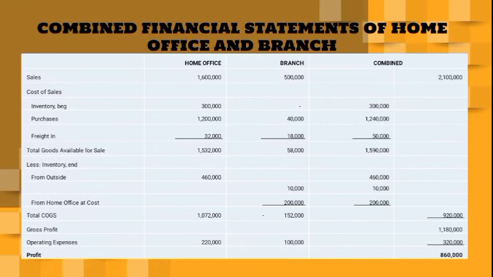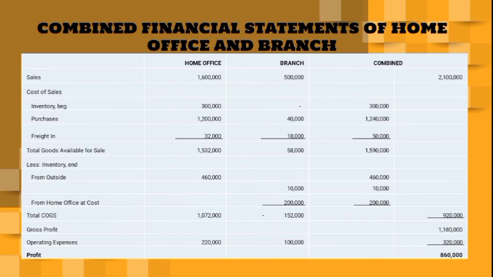Remember that when we combine financial statements, we can notice na walang shipments from home office. At the same time, wala ring shipments to branch. So, bakit nga ba? Since eliminated na po ang reciprocal accounts, kaya ignore na lang po natin sila. So that we will compute without considering these accounts. Combined financial statements of home office and branch.